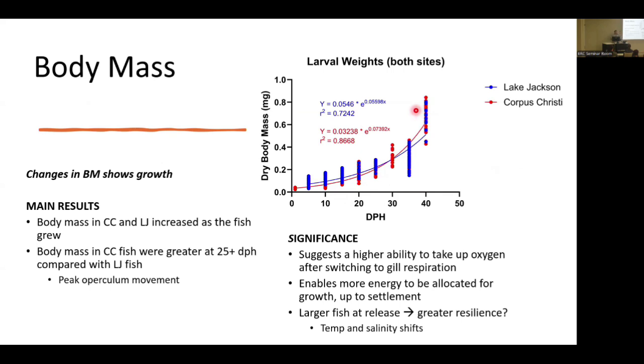And coincidentally, that time, 25 to 30 DPH, is where we also saw that peak in the opercular movement of the Corpus batch. Again, when that gill respiration was likely fully developed at that point, where they were able to consume much more oxygen, again, allowing them to have that greater scope for growth, giving them that greater growth curve later on. So again, why does it matter that these guys are a bit larger?